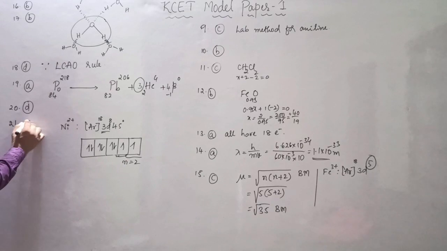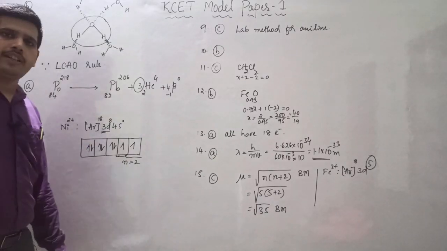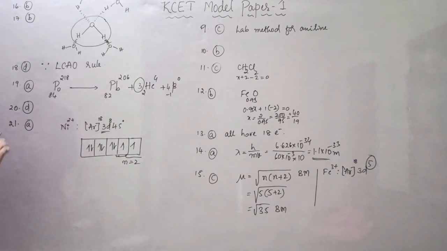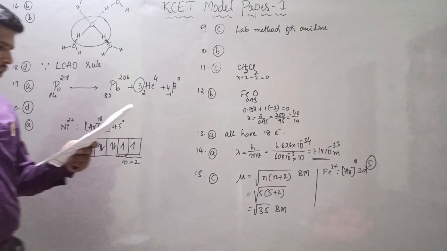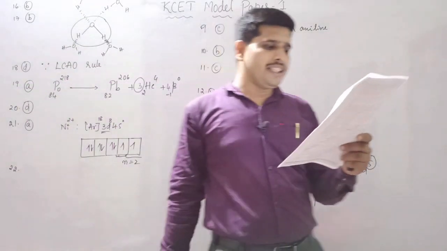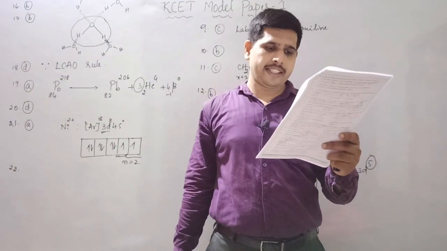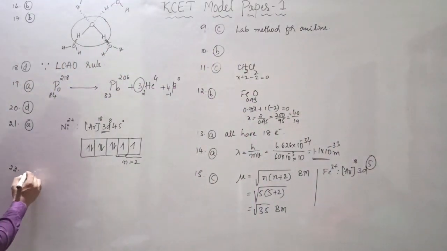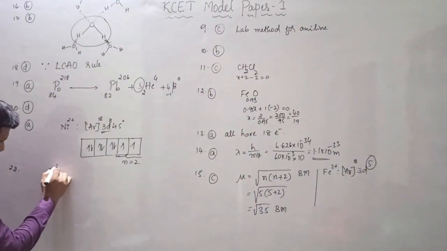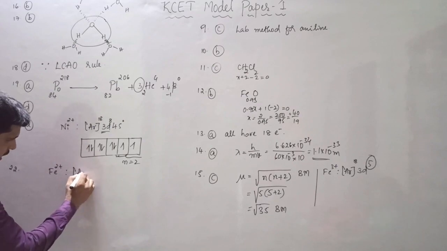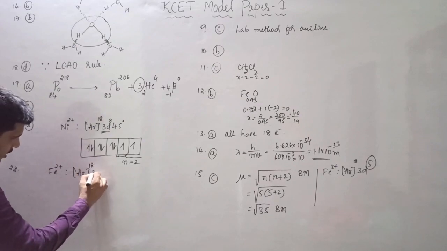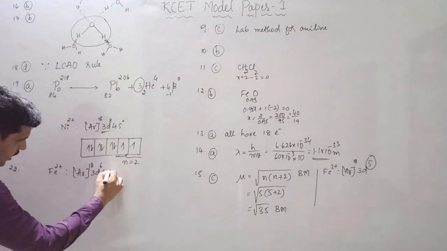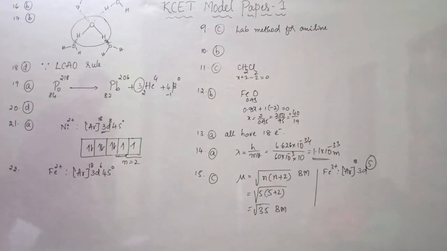It is 2.84, right? Square root of 2 into 2 plus 2. So square root of 8 is very close to 9. So 3, 2.84. Next, 22nd one. The number of unpaired d electrons in Fe2 plus ion. How many unpaired d electrons are there in Fe2 plus ion? So Fe2 plus indicates argon gas structure 18. Next, 3d6, 4s0, because atomic number is given 26.